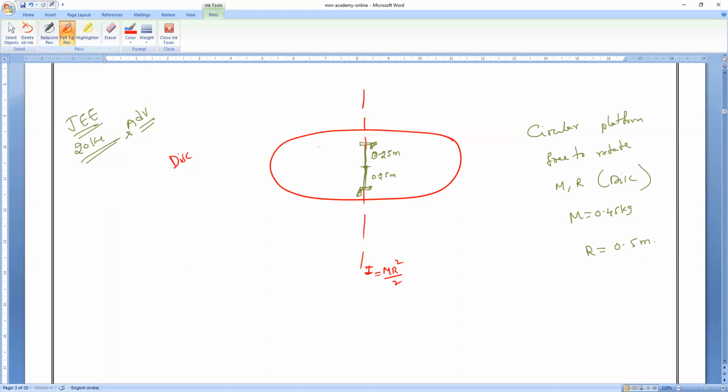Now at the same time both have fired a bullet. Are you able to understand, everyone? Clear, guys? Yes, sir. So two toy guns I kept. T means toy guns, both are massless.